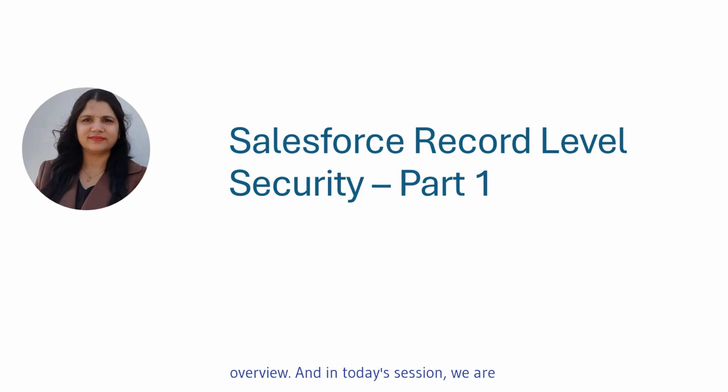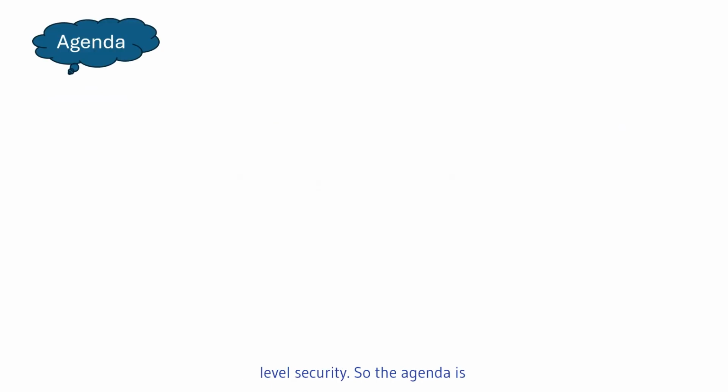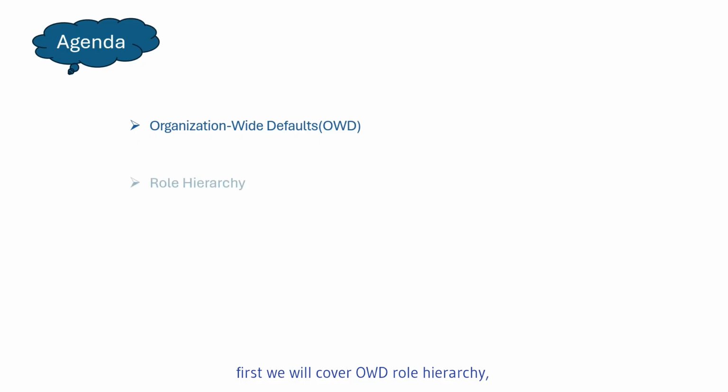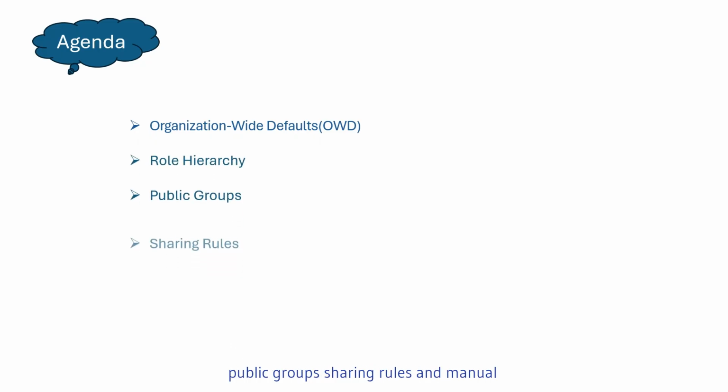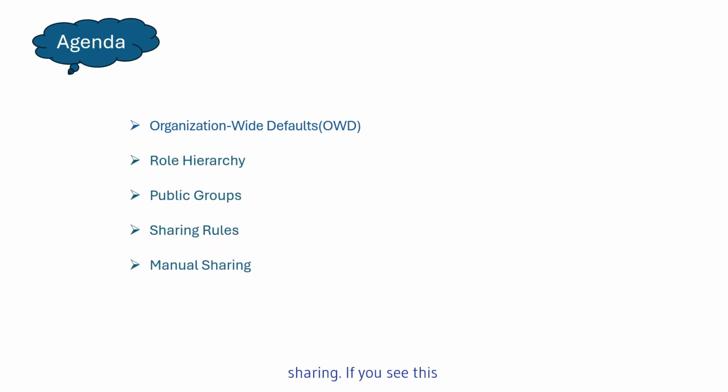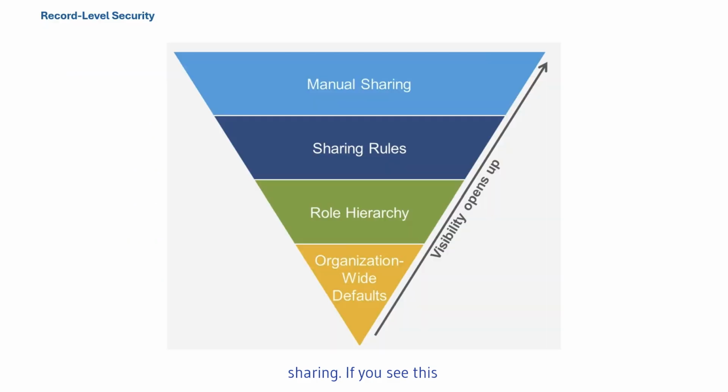In previous sessions we covered Salesforce data security overview, and in today's session we are going to cover Salesforce record level security. So the agenda is, first we will cover OWD, role hierarchy, public groups, sharing rules and manual sharing. If you see this diagram, it clearly shows the different types of record access sharing we apply. Basically OWD is the least access that we provide to a record.